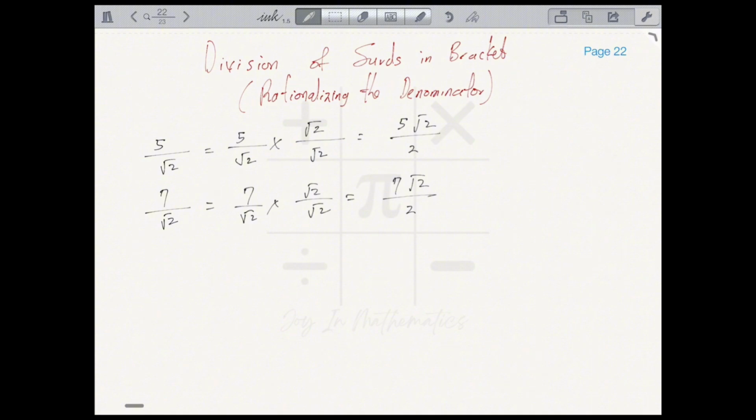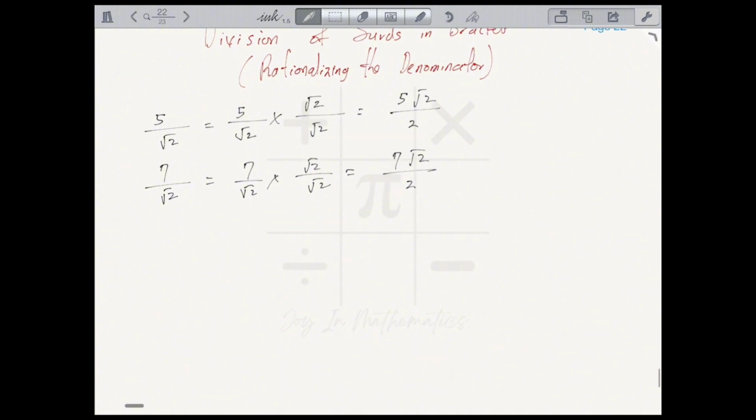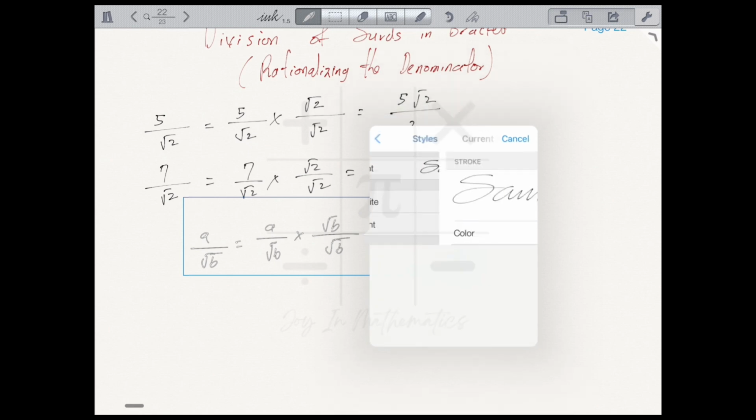Now, what do we observe here? In general, we can say that a divided by root b, since in mathematics we shouldn't have surds at the denominator, so we multiply the numerator and denominator by the denominator, and this will give us a root b divided by b. So this is a generalized format of this.